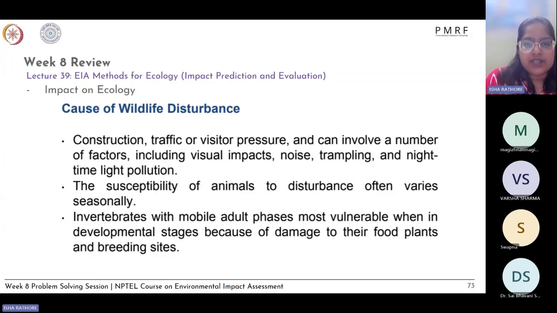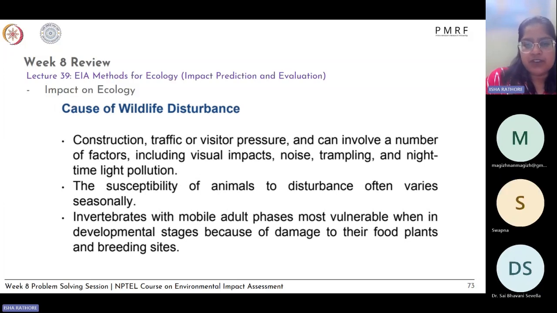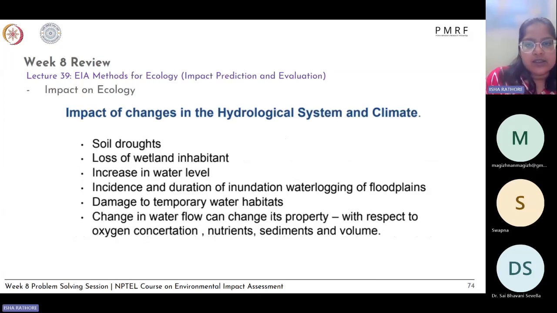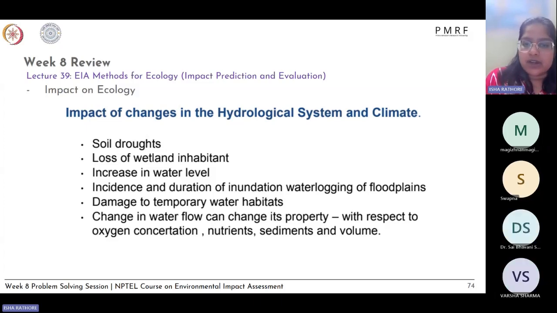Then also identifying causes of wildlife disturbances, if your project site is in an ecologically sensitive area. You need to identify wildlife disturbance patterns and their magnitude as well, for the different species which you would have identified in your initial surveys. Then also the impact of changes in the hydrological systems and climate, whether there are soil droughts, loss of wetland habitats, an increase in water level, damage to temporary water habitats, and changes in the properties of the water which is found.